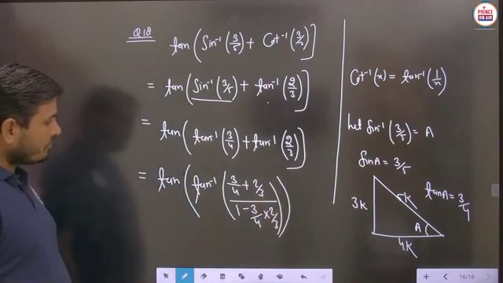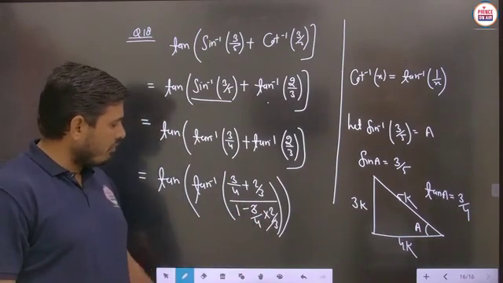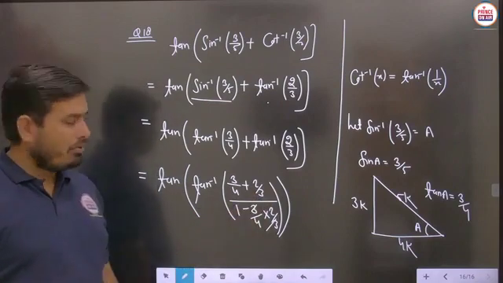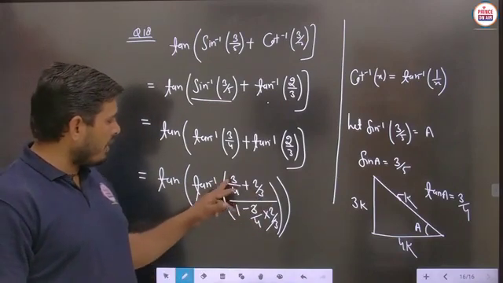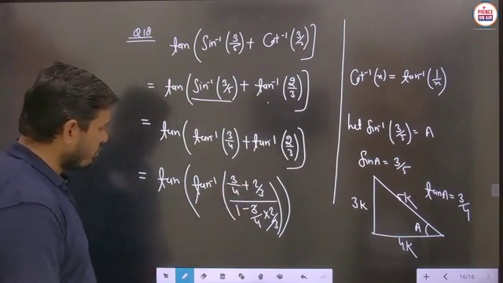Now you can simplify the part, then the 3 will get cancelled out here. This is 2 by 4, 1 by 2. So the denominator part will give the answer as 1 by 2. In the numerator part, this is 9, this is 8, so 17 upon 12 you can say. Is it clear?